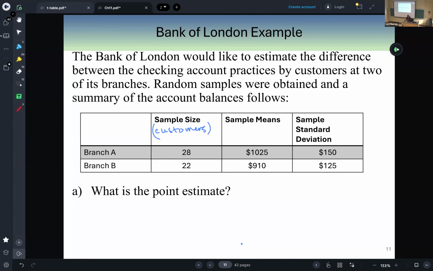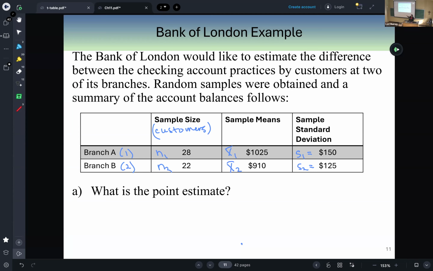And you also get the sample standard deviations. So this would be X bar 1, this would be X bar 2, this would be N subscript 1, N subscript 2. You could use subscripts A and B. I've seen that lots too. We could have said N subscript A for branch A and N subscript B for branch B, but we can use 1 and 2. So we'll say branch A is 1 and branch B is 2. And these are our standard deviations.